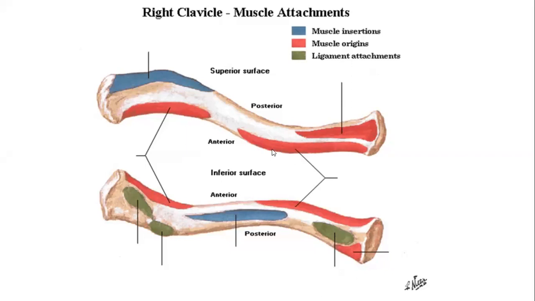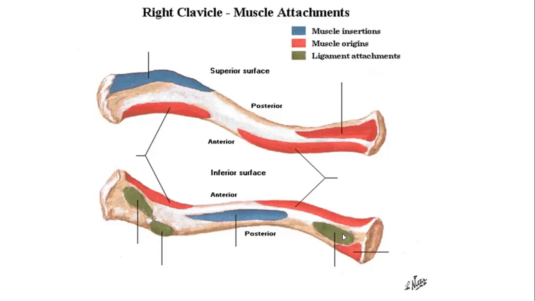Over the superior surface of the medial two-thirds of the clavicle, near the sternal end, the sternocleidomastoid muscle gets attached. Over the anterior surface of the medial two-thirds of the clavicle, the pectoralis major muscle gets attached. Over the lateral one-third anterior border, the deltoid takes origin, and on the posterior border of the lateral one-third of the clavicle, the trapezius is inserted.